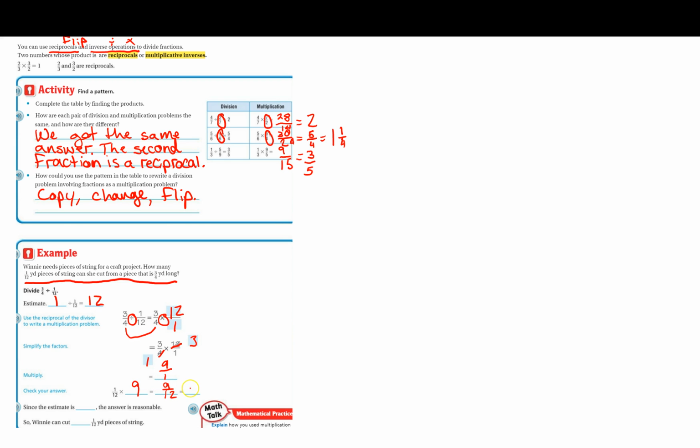Check your answer. 1/12 times 9 equals 9/12, and if we simplify that, we get back to our original fraction, 3/4. So yes, that checks out. Since the estimate of 12 is close to 9, the answer is reasonable. So Winnie can cut 9 1/12 yard pieces of string.